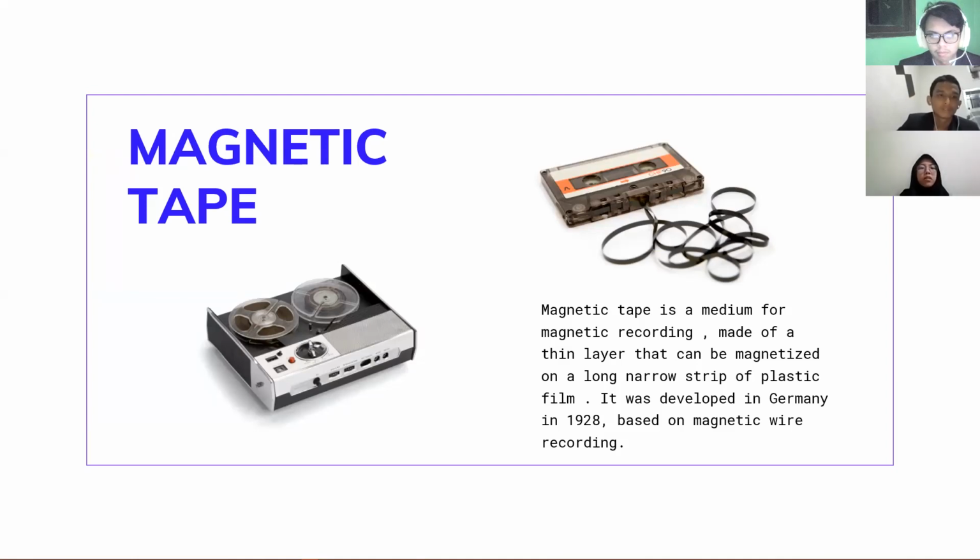And then magnetic tape. Magnetic tape is a medium for magnetic recording, made of a thin layer that can be magnetized on a long, narrow strip of plastic film. It was developed in Germany in 1928 based on magnetic wave recording.